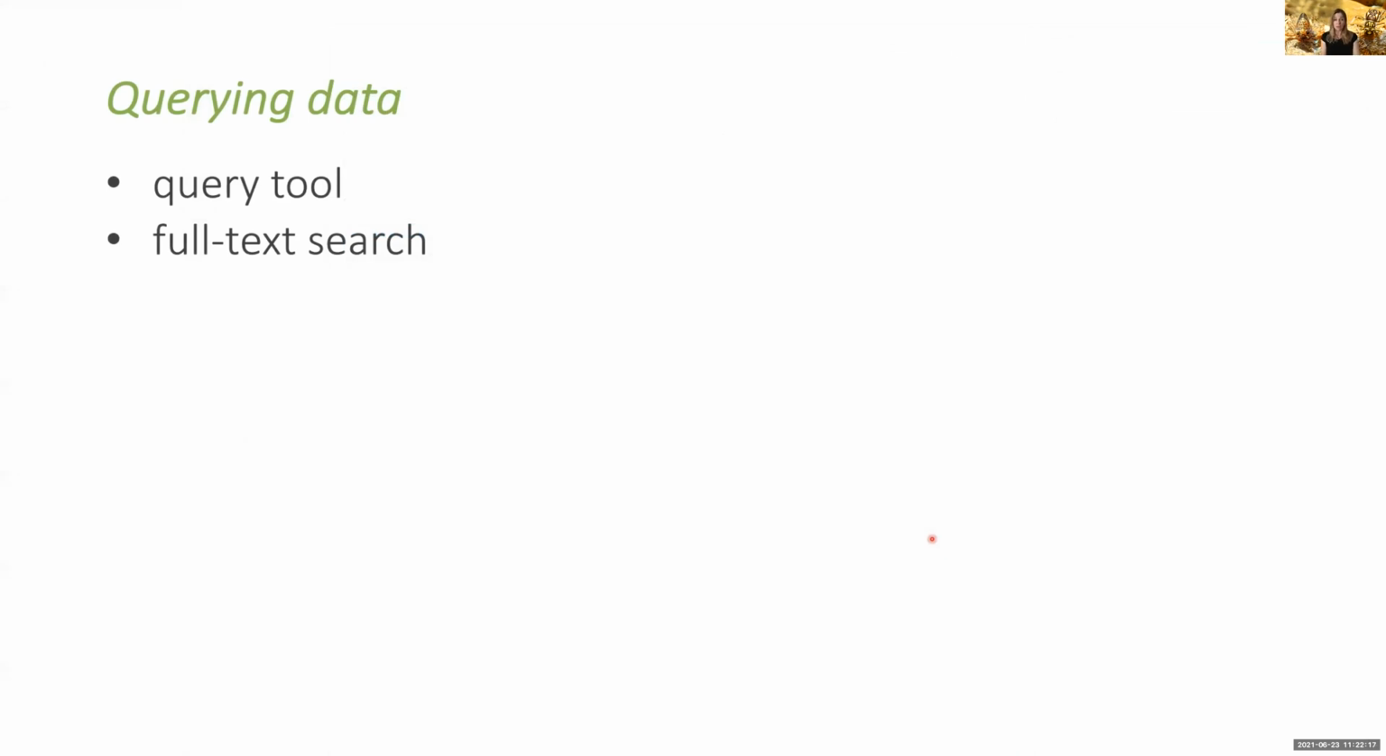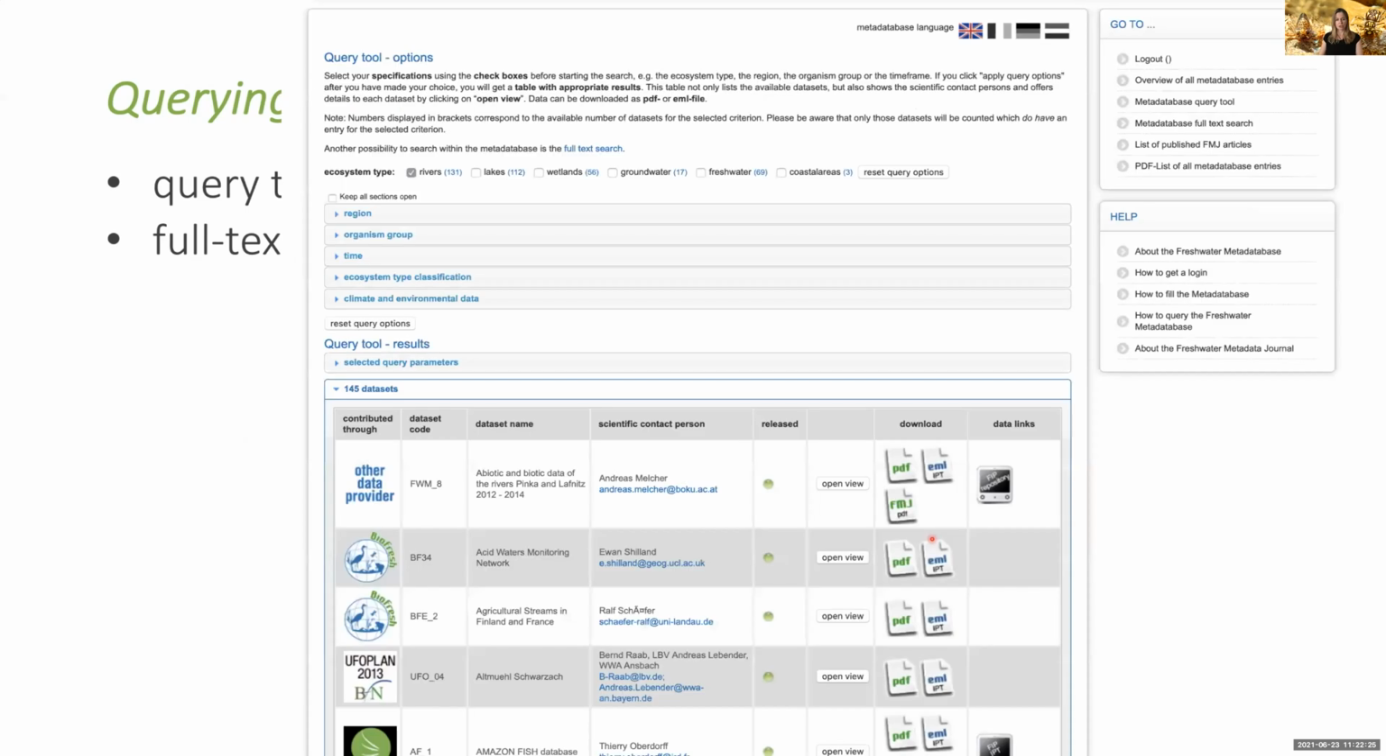And if you are now looking for data that you want to use in your research, as I said, we offer 2 different tools, the query tool and the full text search. So this is how the query tool looks like. Over here, you can, for example, decide on which ecosystem type you are interested. For example, you choose rivers, and then here you can choose the region you're interested in, the organism group you are interested in, even the time.